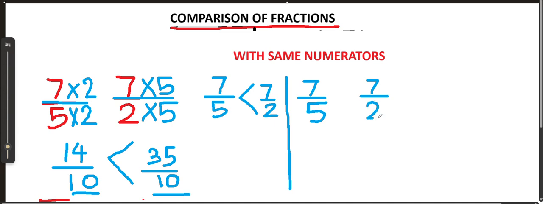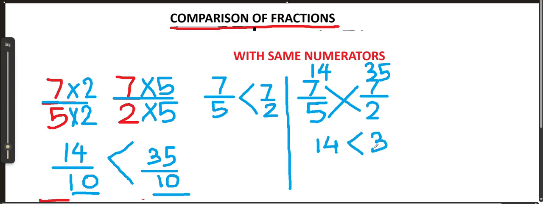So 7/5, and we have a 7/2. Let's cross multiply. So this is a 35 and this is a 14. And thereby it shows that 14 is less than 35. So we have the proof already over here that 7/5 is less than 7/2. We have the same answers. We have taken into account two different scenarios, but we have the same answer.